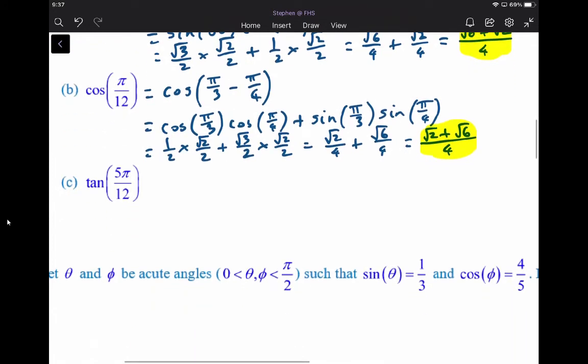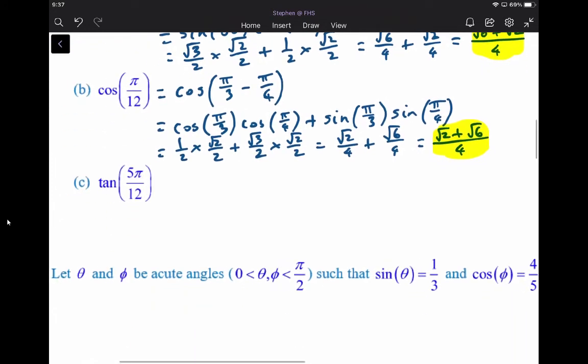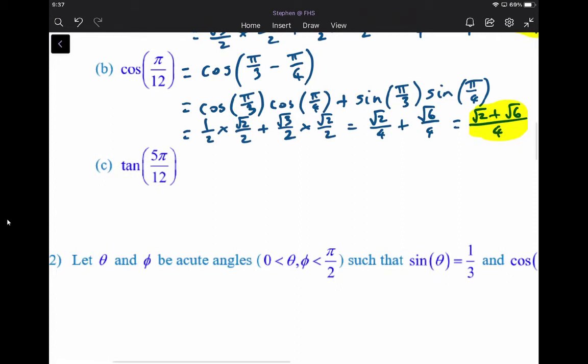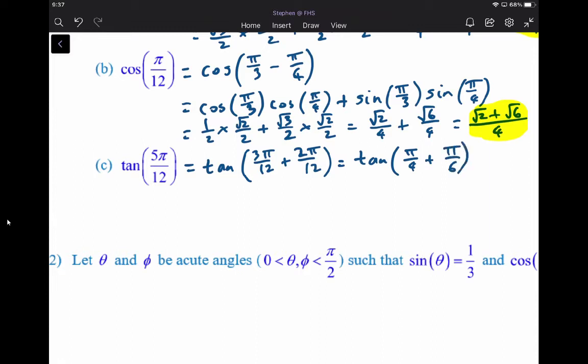Okay, let's go to tan of 5 pi on 12. Okay, this one's quite interesting. So, how do you get to 5 pi on 12? Well, one way of looking at that is like this. You could think of 5 pi on 12 as 3 pi on 12 plus 2 pi on 12. Okay, because 3 pi plus 2 pi is of course 5 pi. So that really is tan of pi on 4 plus pi on 6. So that's one way of looking at what 5 pi on 12 is.